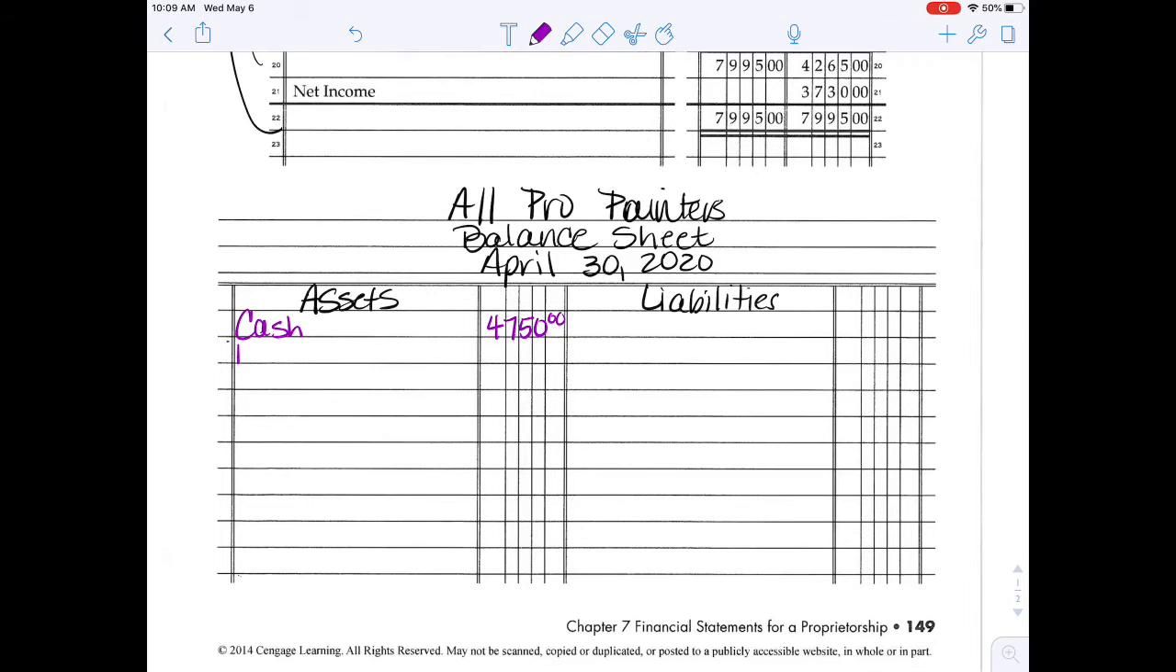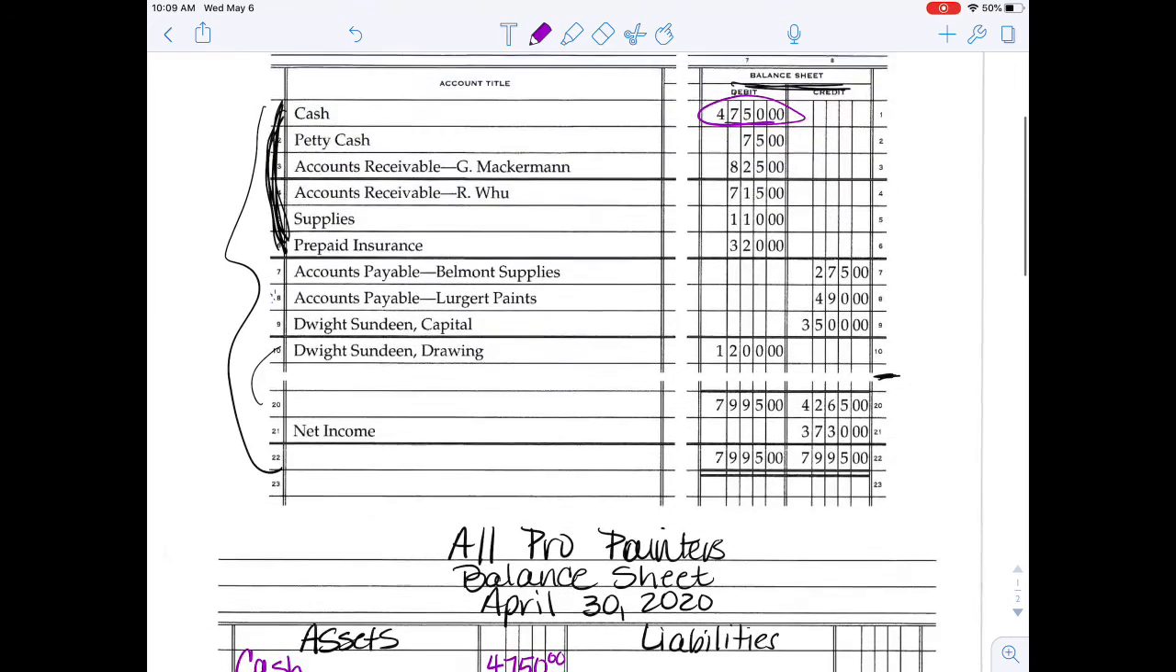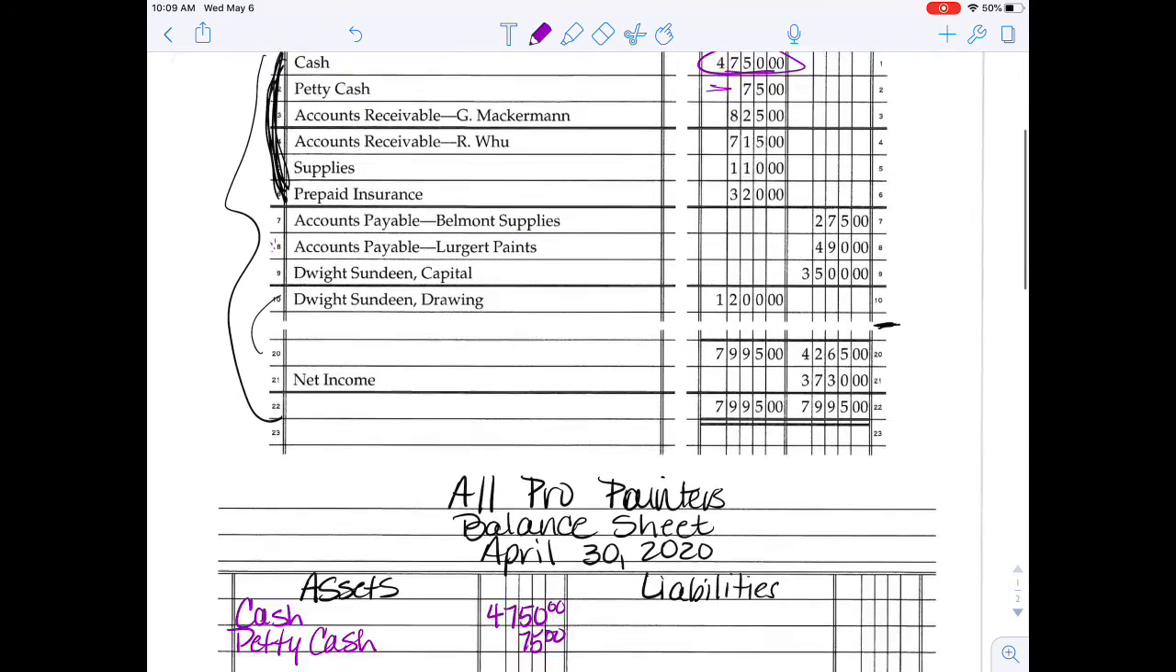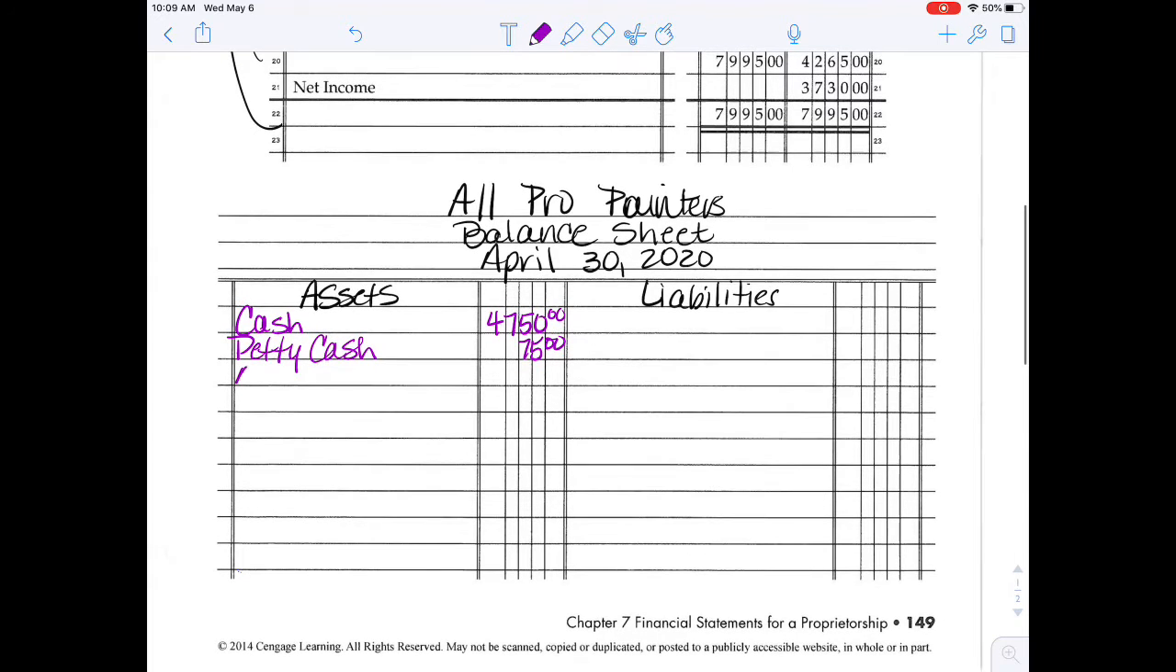Our next one is petty cash, and that is $75. And that petty cash is just the cash that you might have on hand in a drawer to go get some quick things, like if you need to go get stamps or you need to get a soda or something like that. That's petty cash. We have two people that owe us money. We have accounts receivable, G. Mackerman, and they owe us $825.